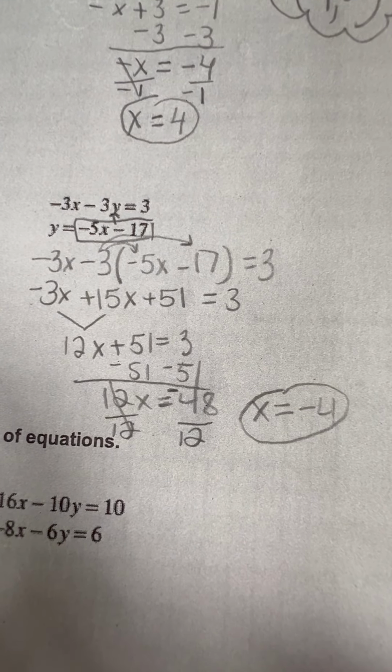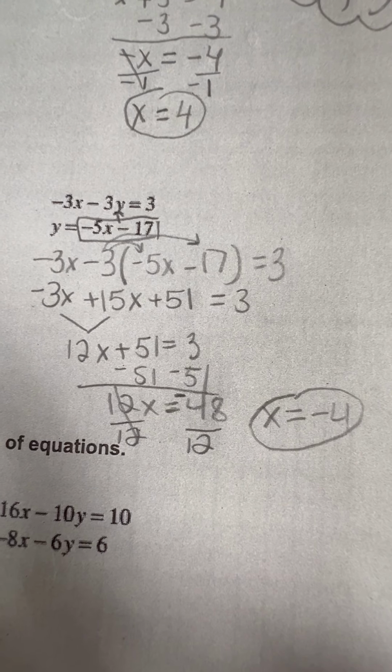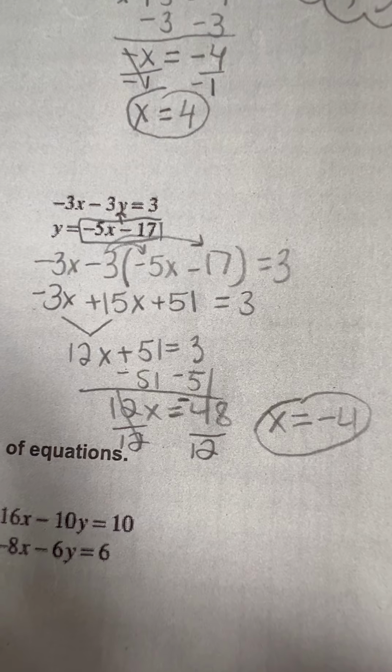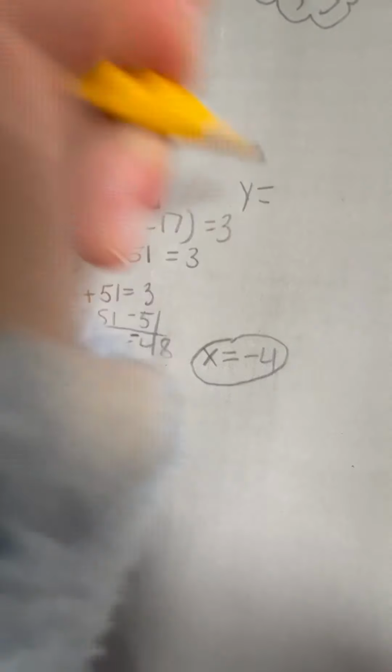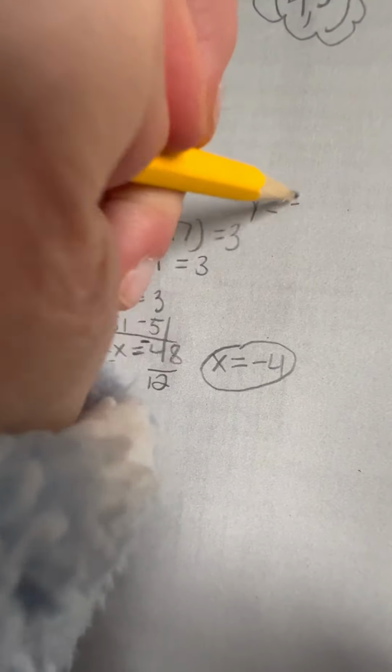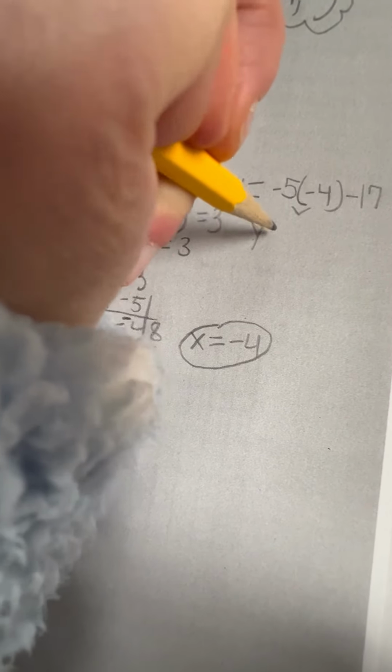Now, what I'm going to do is go back and substitute it in. It makes sense for me to substitute it back into the second equation because I want to solve for y. So I will do that by doing y equals negative 5 times x, which we just said was negative 4, minus 17. Negative 5 times negative 4 is a positive 20, minus 17. So 20 minus 17 is 3.